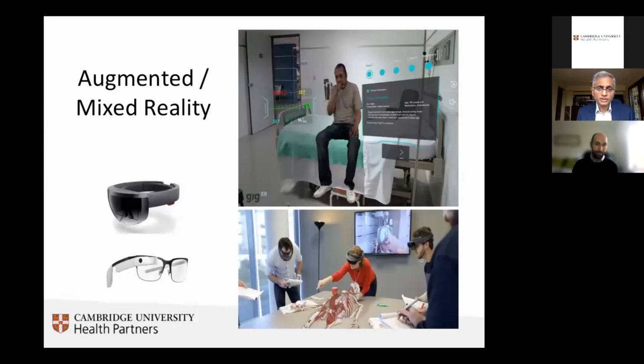So augmented and mixed reality, as you can see here, you have a two-dimensional image based in the clinic that you might be in, or a 3-dimensional image with the surrounding that you wish to have. And so that's augmented and mixed reality, which again we'll talk about shortly.